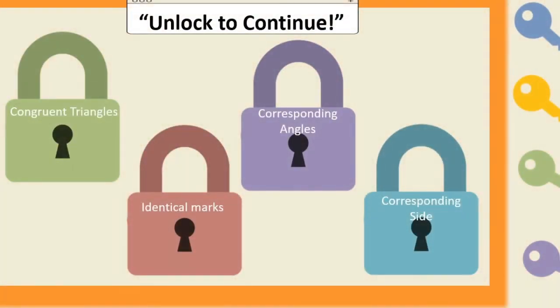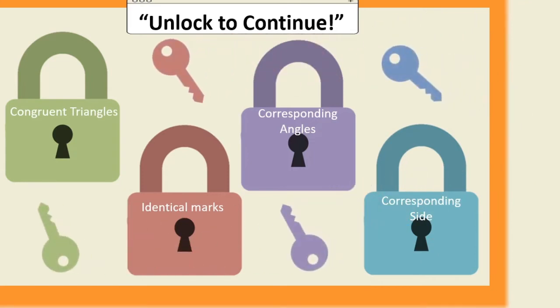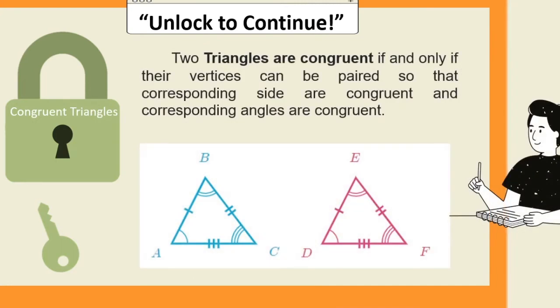Let us unlock the following: congruent triangles, identical marks, corresponding angles, and corresponding sides. Two triangles are congruent if and only if their vertices can be paired so that the corresponding sides are congruent and corresponding angles are congruent.